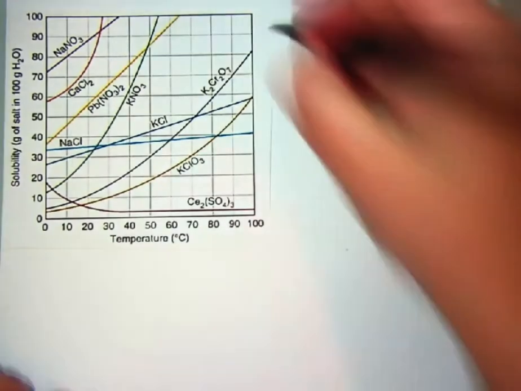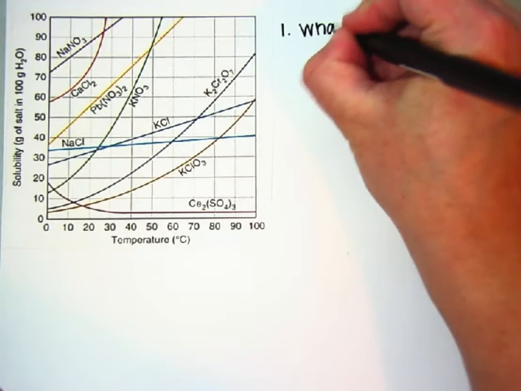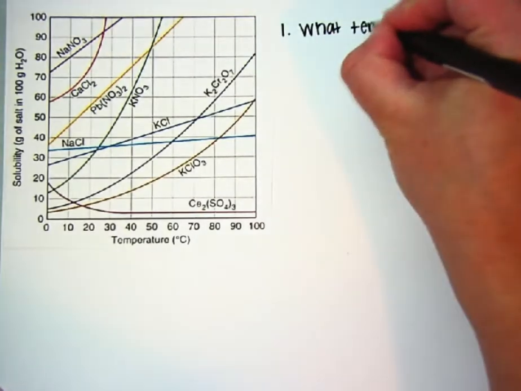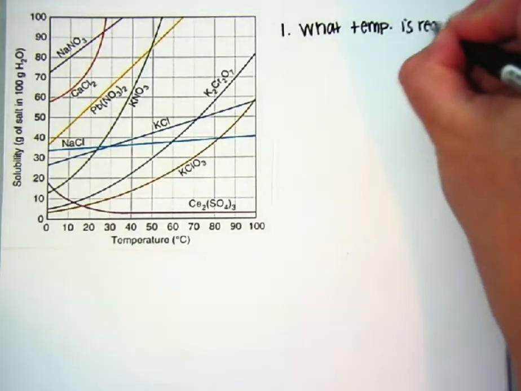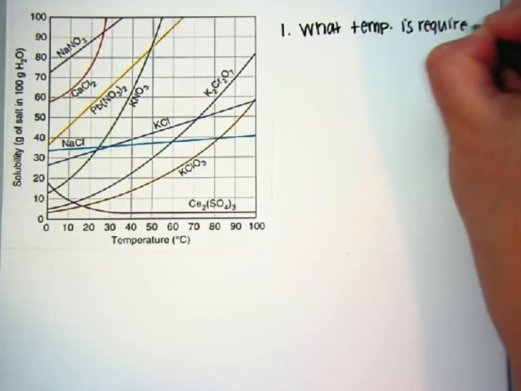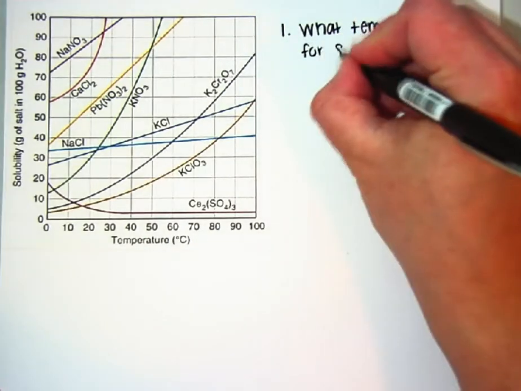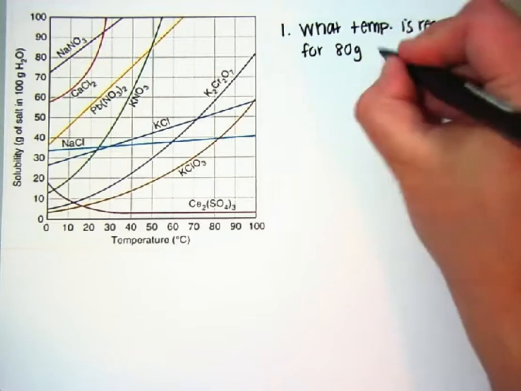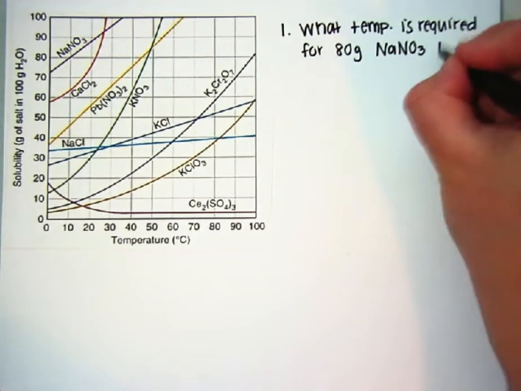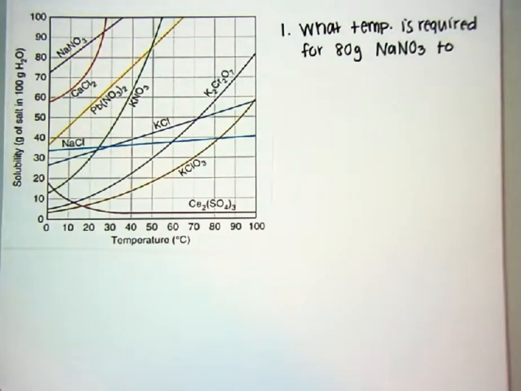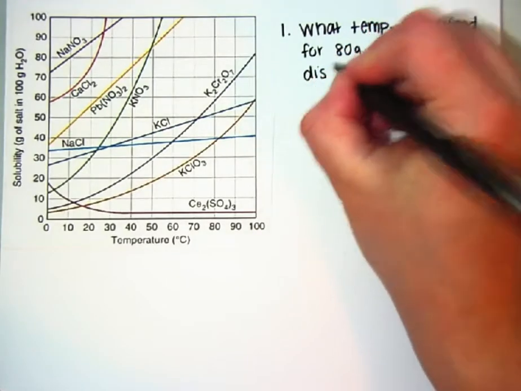Question number 1. What temperature is required for 80 grams of sodium nitrate to be dissolved in 100 grams of water?